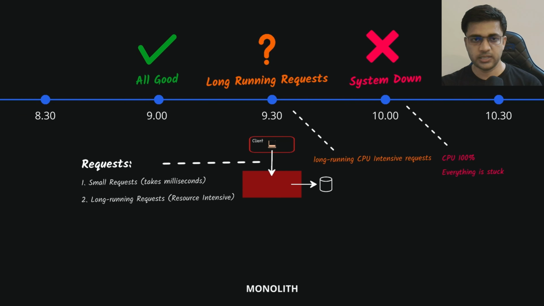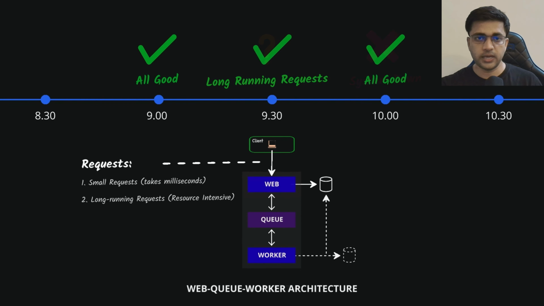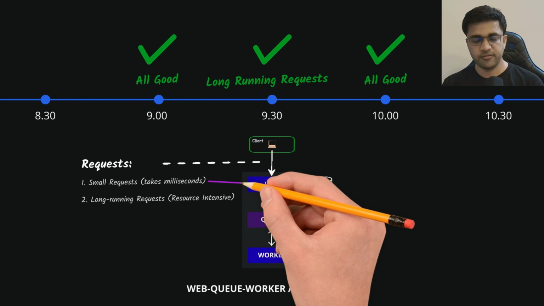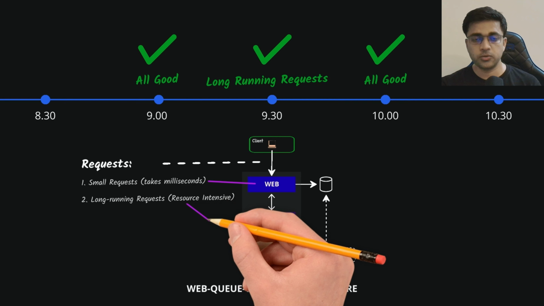Now, the question is, what's the fix? How can we avoid this in the future? The fix is simple. We offload the heavy work from the front server. The web receives the request. It checks whether the task is small or long running. If it is small, the web handles it itself and returns the response. If not, it passes the task to the worker.